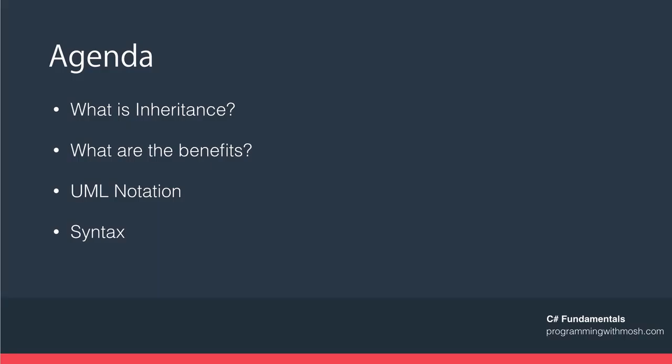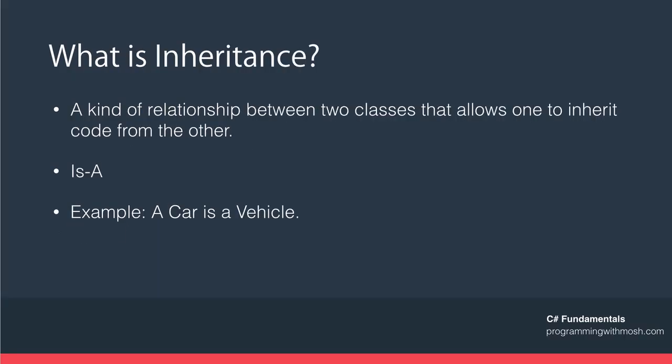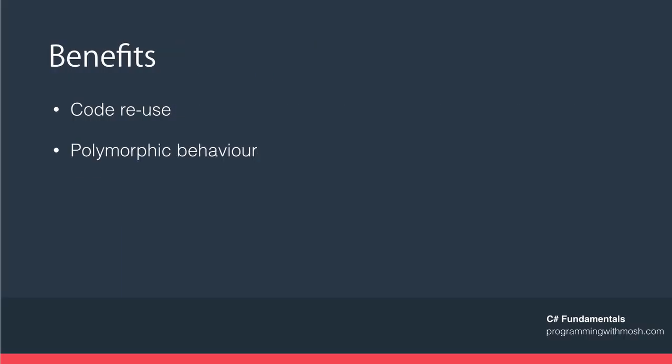So let's get started. What is inheritance? Inheritance is simply a kind of relationship between two classes that allows one to inherit code from the other. It's usually referred to as is-a relationship. For example, we can say a car is a vehicle. With inheritance, we get code reuse. That means we encapsulate some common code in one class and then we reuse that in other classes.